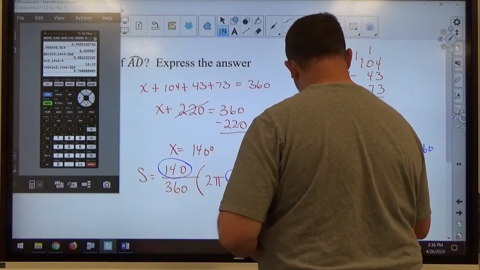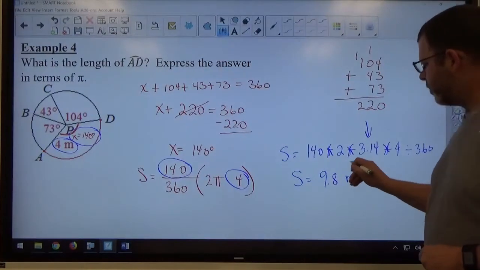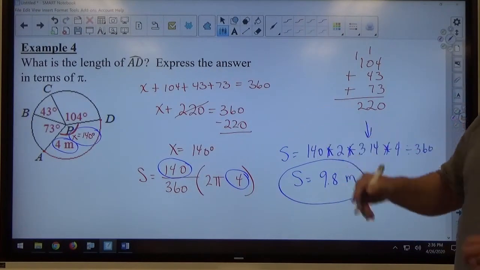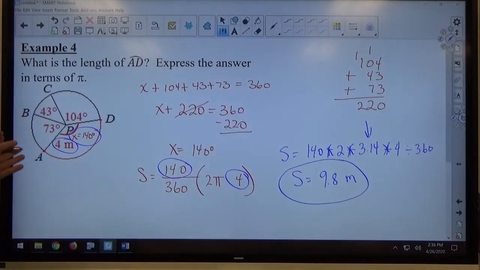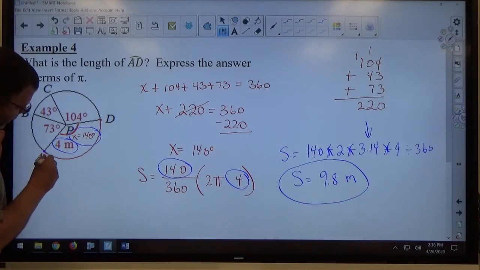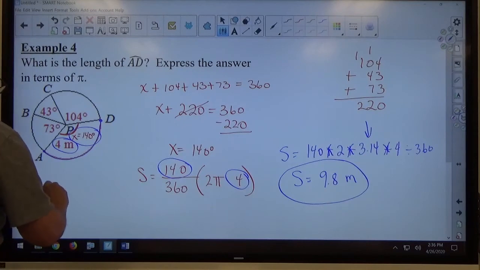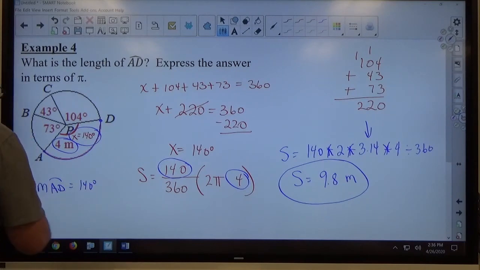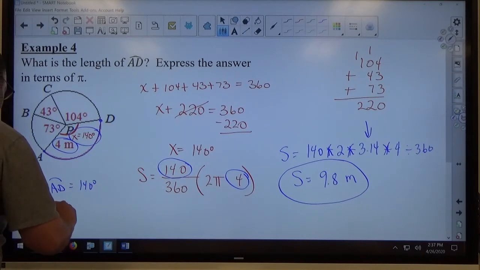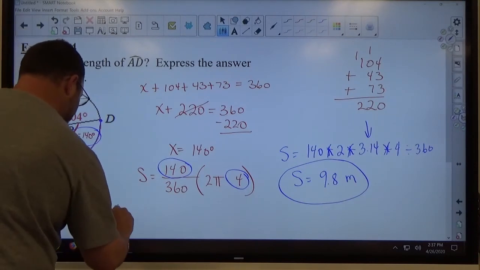which nearest tenth is 9.8. Unit of length in this problem is meters, so 9.8 meters would be the approximate length of the arc all the way from A to D. So again, just to make a clarification between arc length and arc angular measure, the angular measure from A to D, the way it's denoted in math is the measure of arc AD is equal to 140 degrees. The length of arc AD is 9.8 meters.